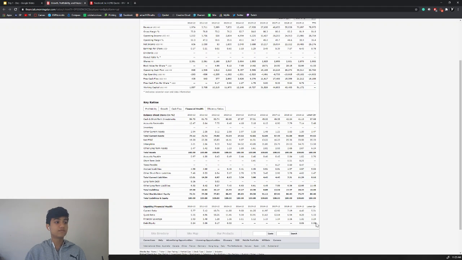So here we can see Facebook has a debt to equity ratio of 0.09, which is much better than what we want of 0.5. So this is basically how to calculate debt to equity and what it means, and how it can be used or calculated.